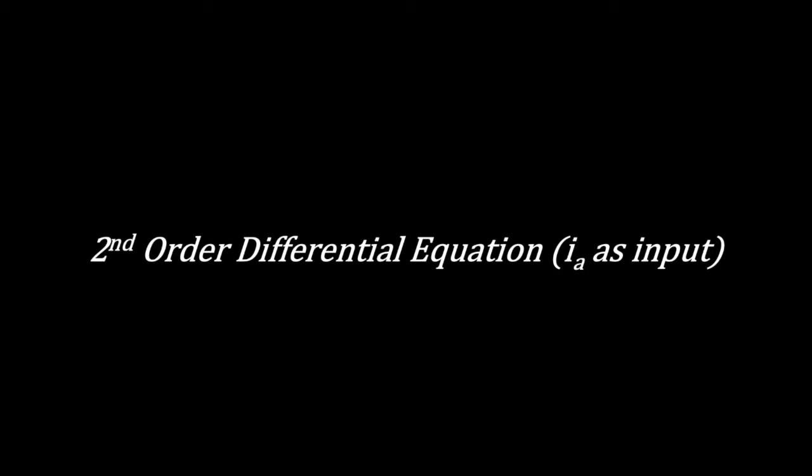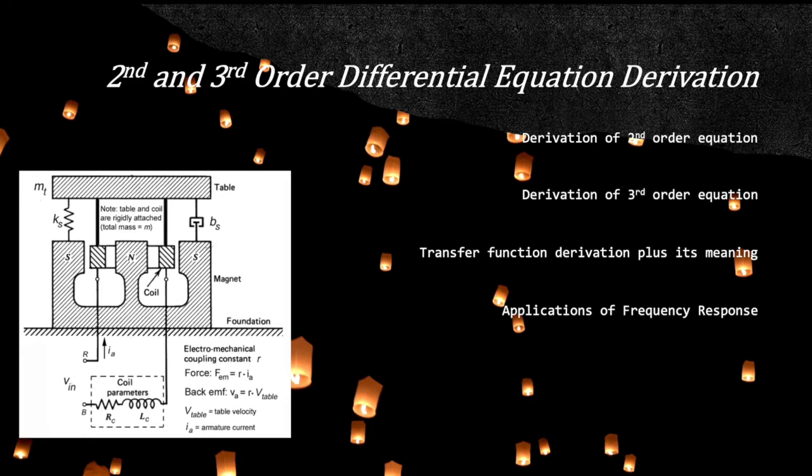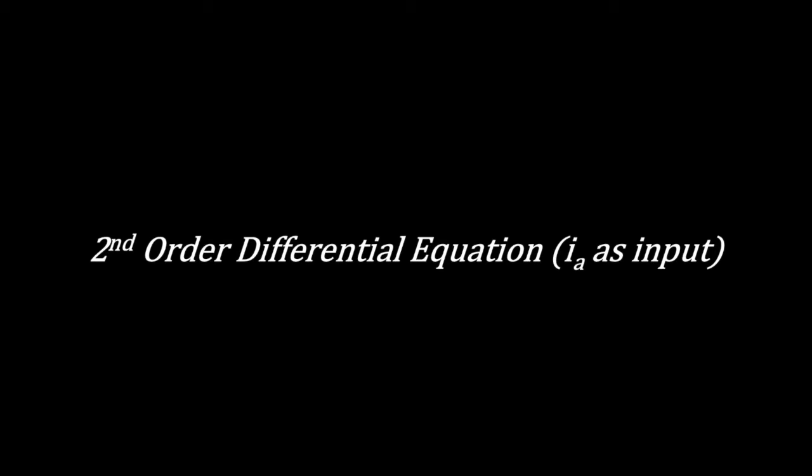To begin, we will go over the second order differential equation derivation, looking at the mass spring damper system with the coil. The second order differential equation derivation results when current is considered the input. We will begin by going further in depth into showing the derivation of a second order differential equation.